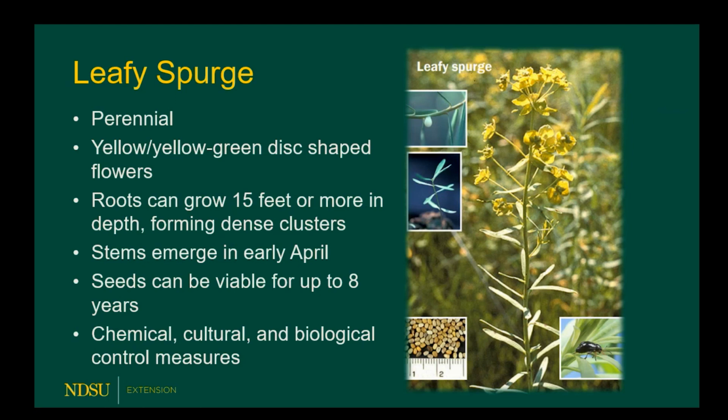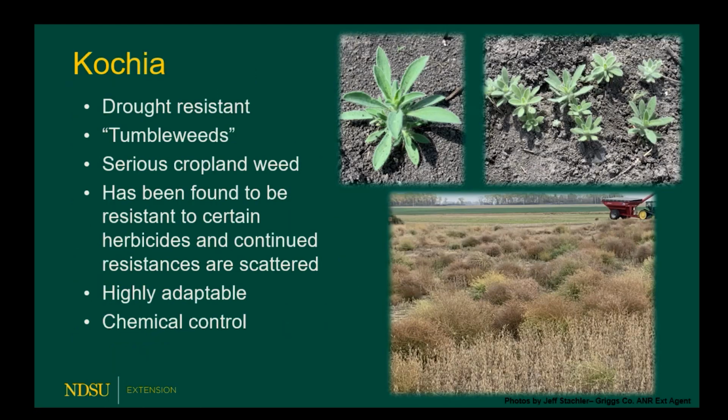And then we'll go over the next three that kind of look alike as the seedling and compare them. So kochia is one that when we look at them side by side, kochia, mare's tail, and leafy spurge, they can kind of be deceiving unless you know what you're looking for.